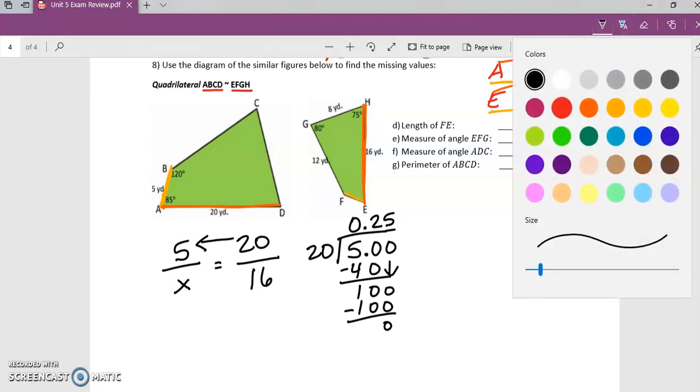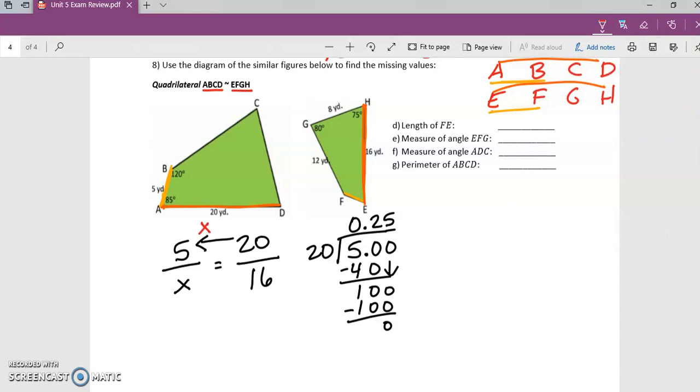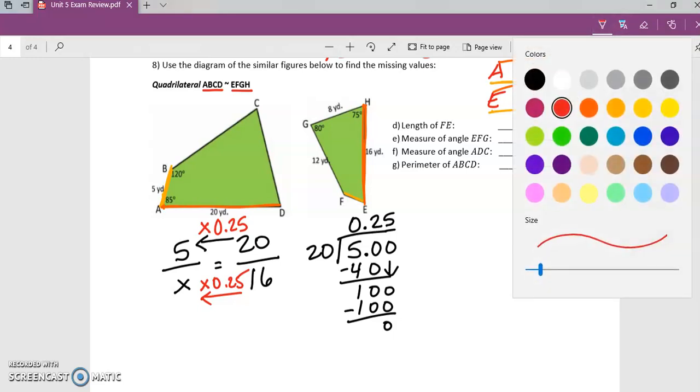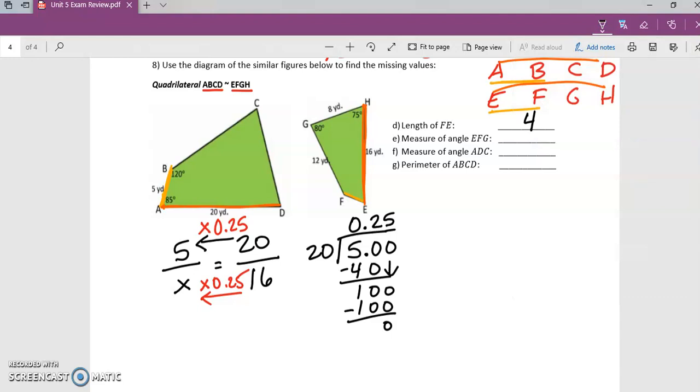So now I can say, okay, my scale factor going from the big side to the smaller side, I'm going to have to multiply by 0.25. So if I did that, then I have to multiply 16 times 0.25. When I multiply 16 times 0.25, I get that FE is equal to 4. Because again, 16 times 0.25, when I multiply it, is going to give me 4.